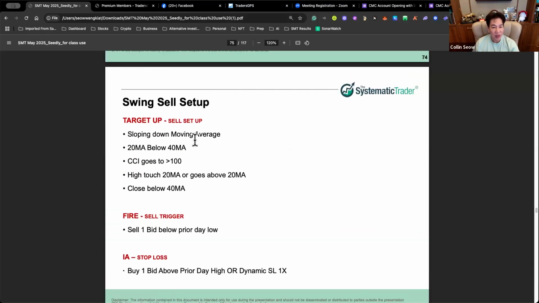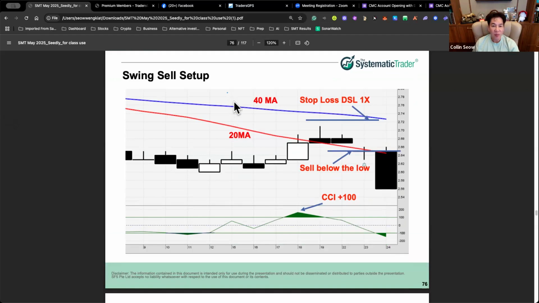First one is a sloping down moving average. So first thing first, these two MAs are now sloping down. Number two, 20 above 40. Your 20 MA is here, and your 40 MA is above. Just now was the flip side, where 20 was above and 40 below. Now it's flipped: the 20 is below, the 40 is above. Number three, CCI. Instead of going low, now it's going high, above 100. This point is the 100 point, and it goes above 100. Type yes if you understand. It goes back to above here.